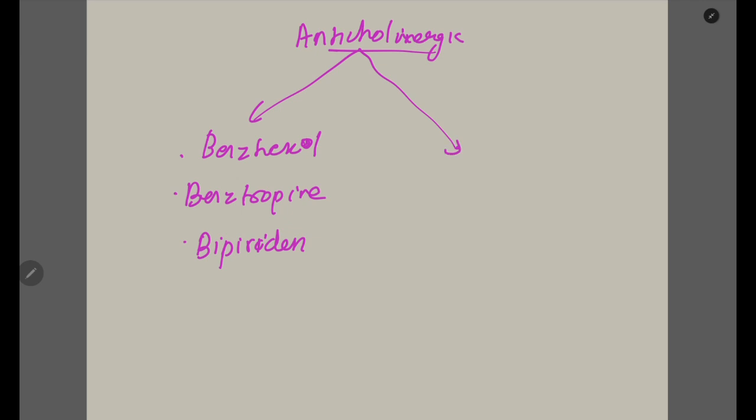which are benzhexol, benztropine, then biperiden, and also antihistamines with additional anticholinergic activity, which are promethazine, okay, and diphenhydramine. And these are centrally acting, so they do not have peripheral anticholinergic activity.